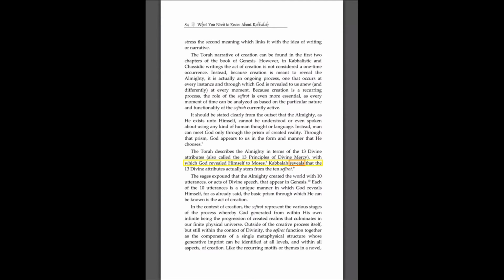Kabbalah reveals that the 13 divine attributes actually stem from the 10 sephirot. The sages expound that the Almighty created the world with 10 utterances, or acts of divine speech, that appear in Genesis. Each of the 10 utterances is a unique manner in which God reveals Himself, for as already said, the basic prism through which He can be known is the act of creation.